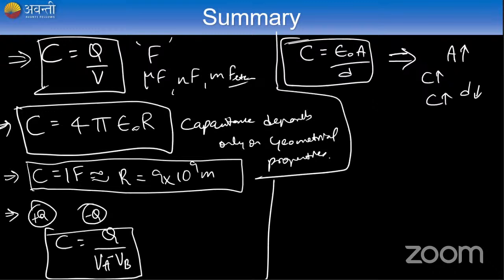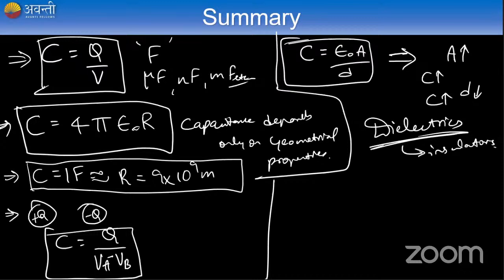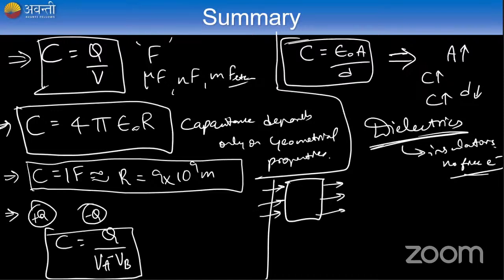Then we started with something called dielectrics. All dielectrics are insulators. They don't have free electrons for conduction of charges. Whenever a dielectric is placed inside a uniform electric field, a dipole moment exists. There are two types of dielectrics: one is polar dielectrics, the other is non-polar dielectrics.